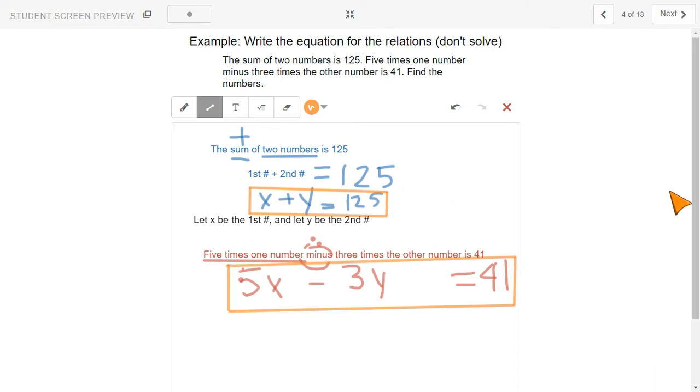And we can use substitution or elimination to solve.